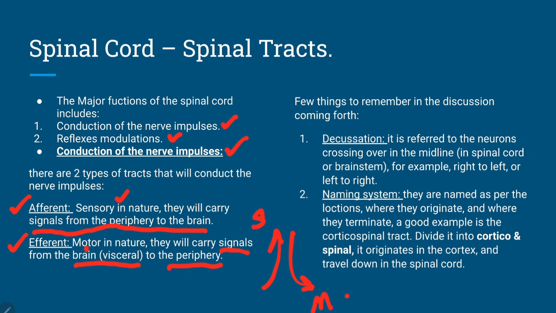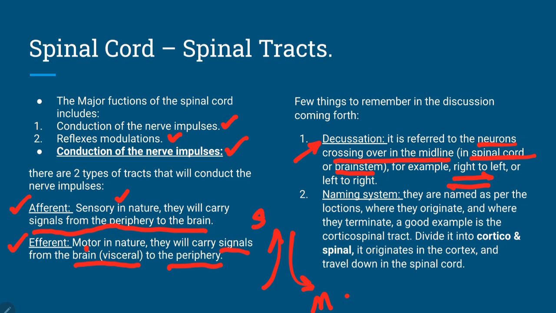A few things to remember when we discuss this further. The first term that you need to familiarize yourself with is decussation. You're going to hear this term again and again in the different pathways that we're going to discuss later. It refers to neurons crossing over the midline, within the spinal cord or the brainstem. For example, the right is going to go towards the left and the left is going to go towards the right, or vice versa.